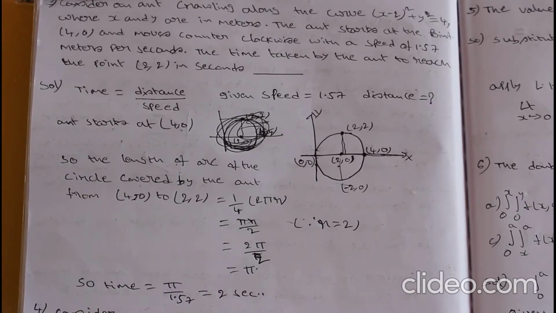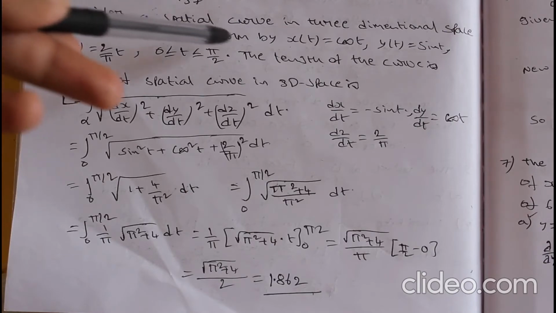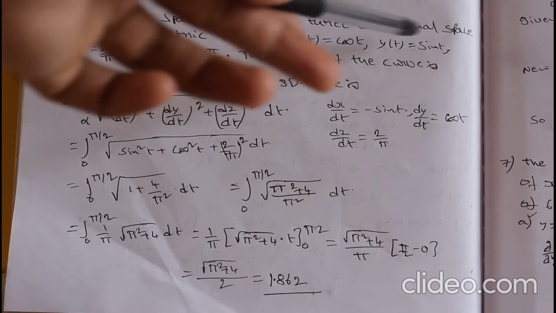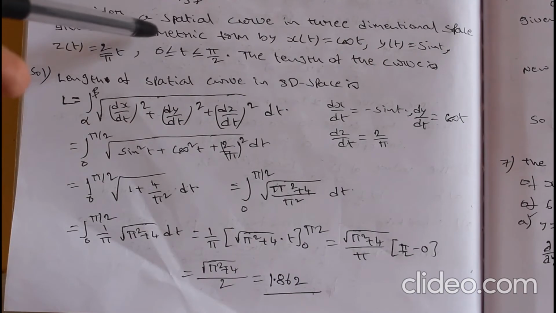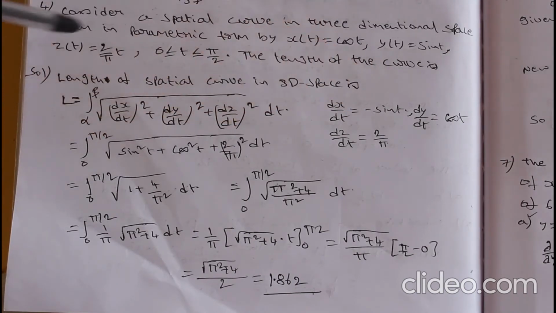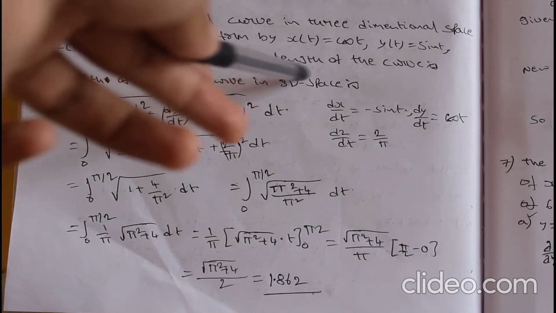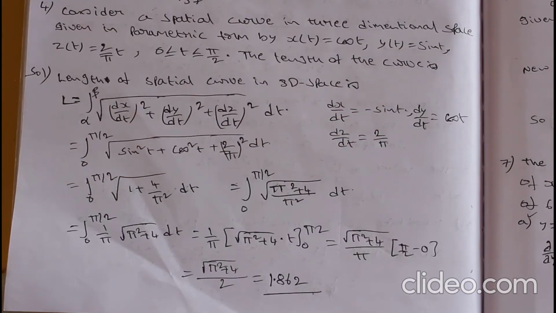Now look at question number 4. Consider a spatial curve in 3-dimensional space given in parametric form by x of t equal to cos t, y of t equal to sin t, z of t equal to 2 by pi into t, and t varies from 0 to pi by 2. The length of the curve is asked.